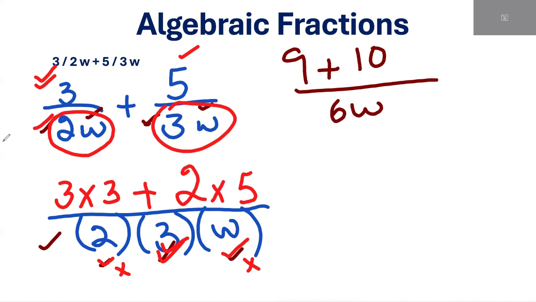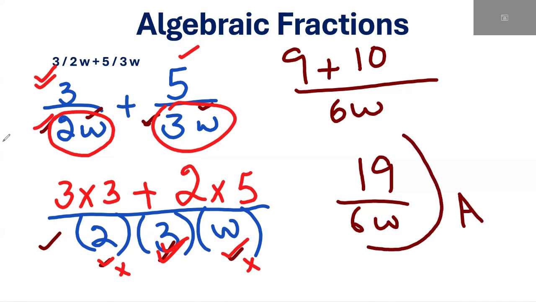What is the new step? 19 divided by 6w. This is the answer. 19 and 6, they will not be cancelled. And w is already there in the denominator. Right? So this is the answer for this question.